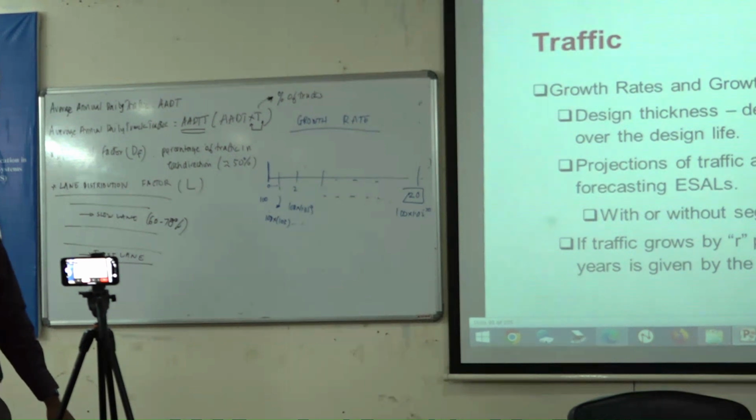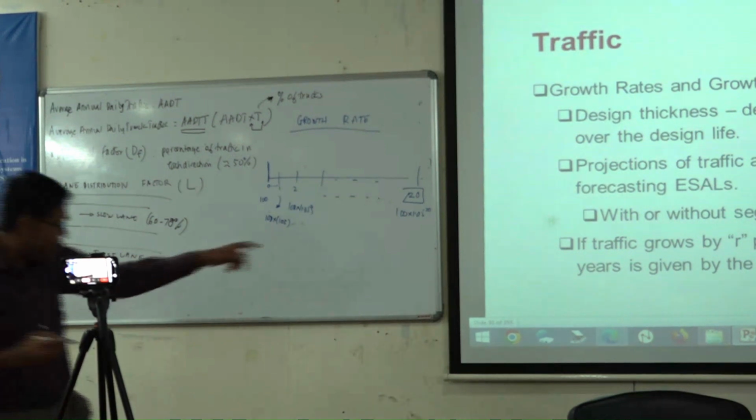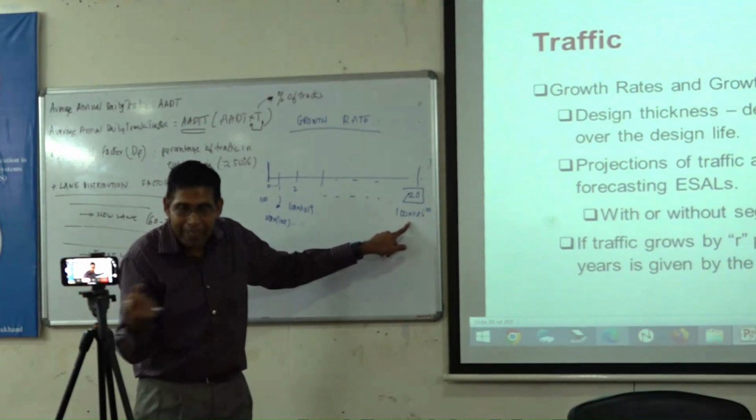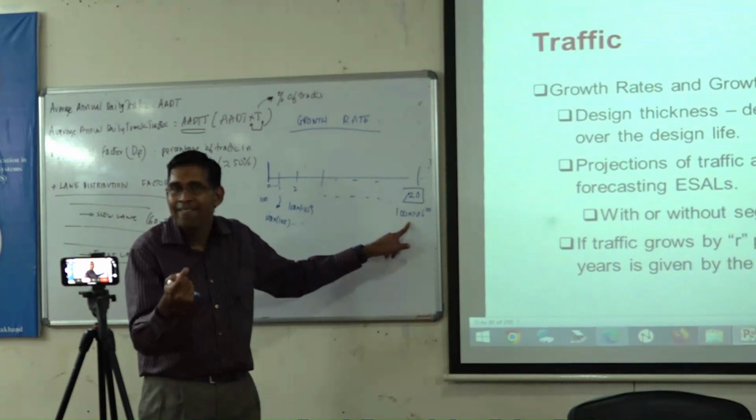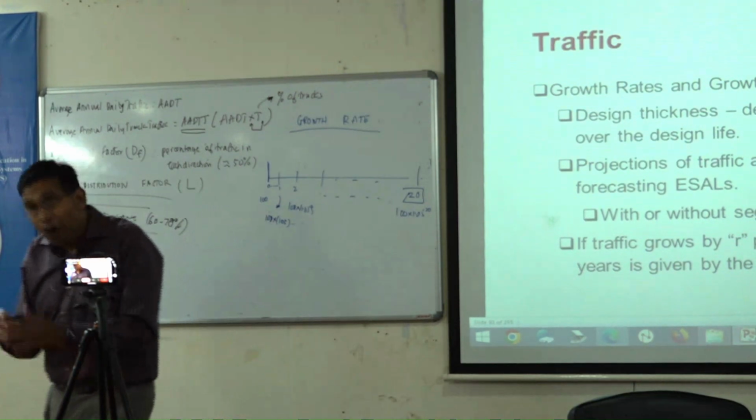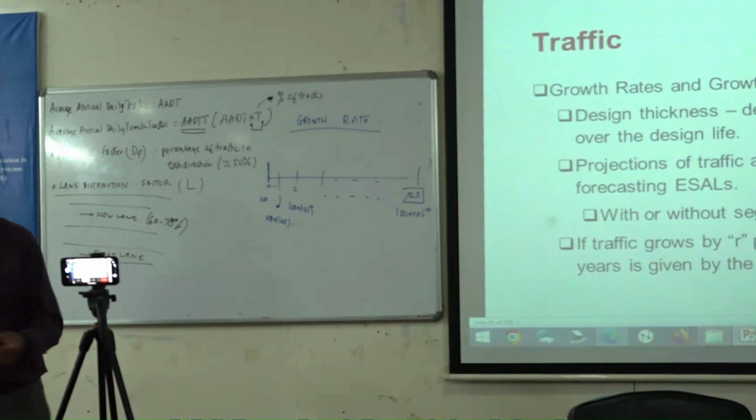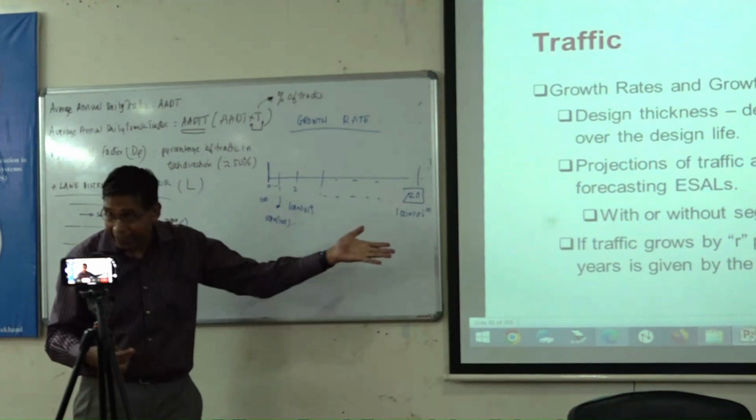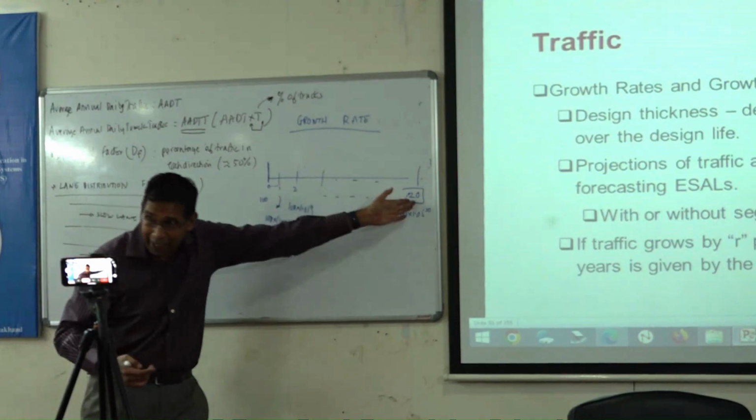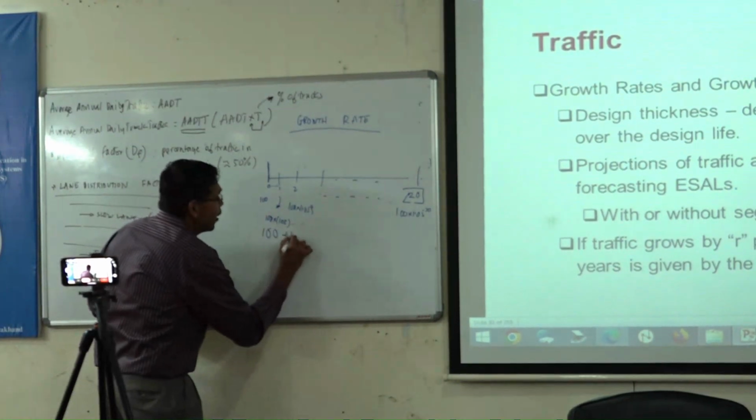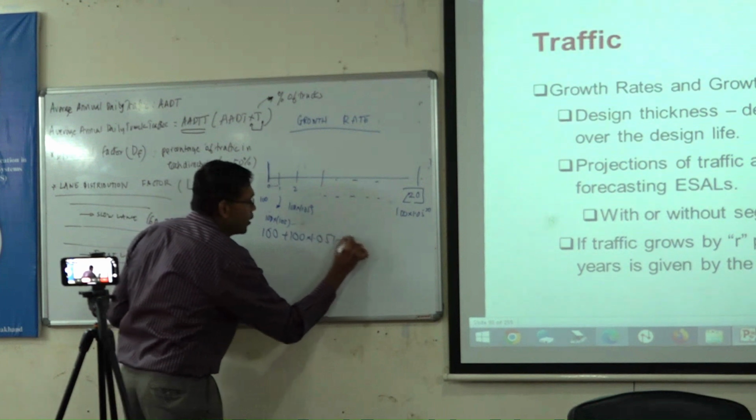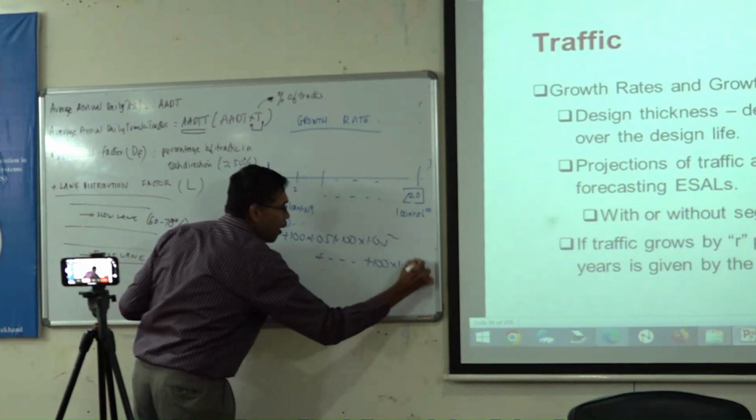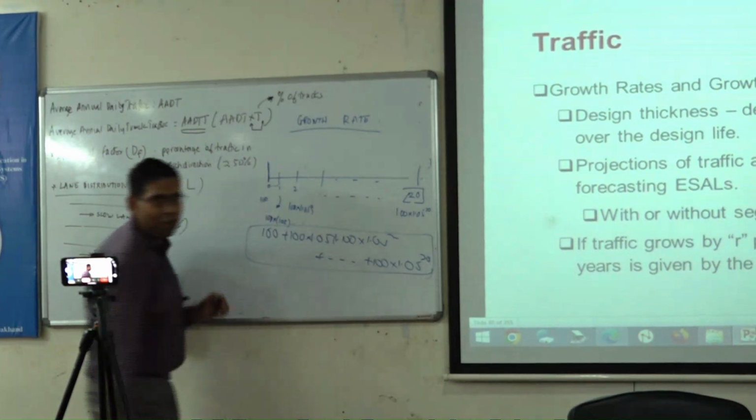This is the final year, but I'm not designing only for the 20th year. What am I designing for? All of them, right? I have to design for 100 plus 100 times 1.05 plus 100 times 1.05 squared all the way up to 100 times 1.05 raised to 20. That's what I have to design for.